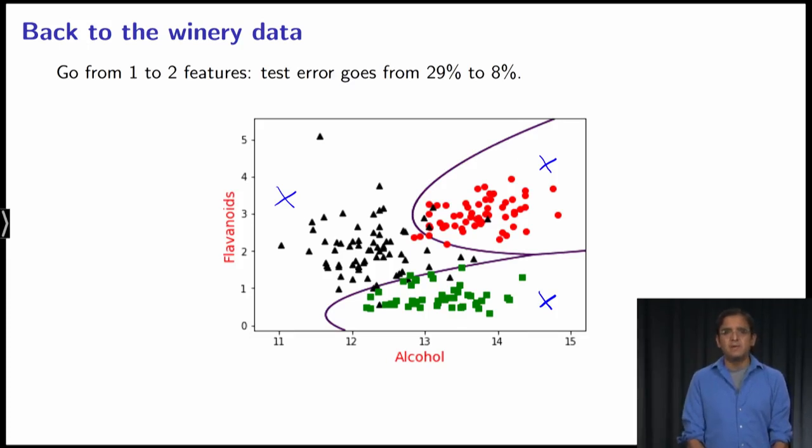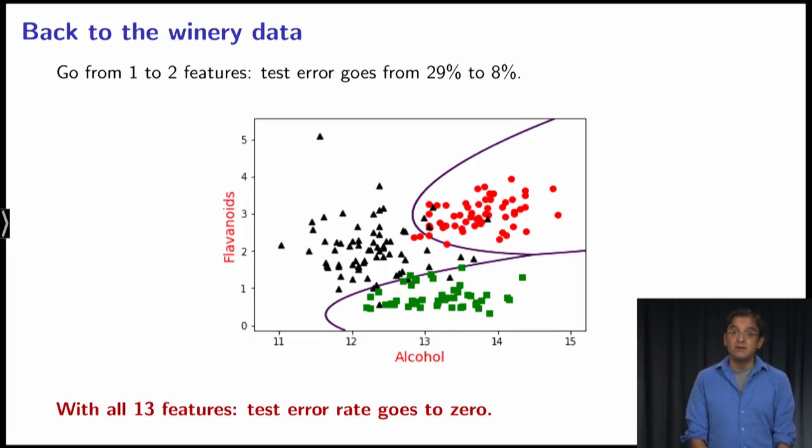But now that we have the multivariate Gaussian under control, we can use all 13 of the features. So we can fit a multivariate Gaussian to the 13 features for winery 1, and another one for winery 2, and another one for winery 3. And then apply Bayes' rule for classification. If we do that, we see that the test error actually goes down to 0.